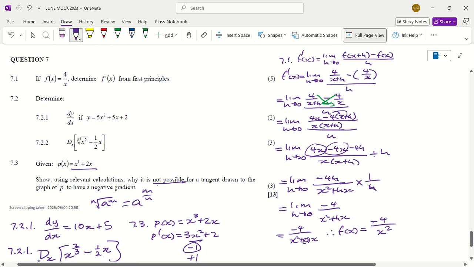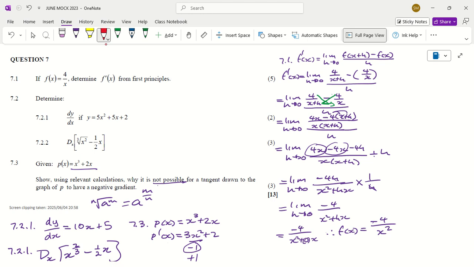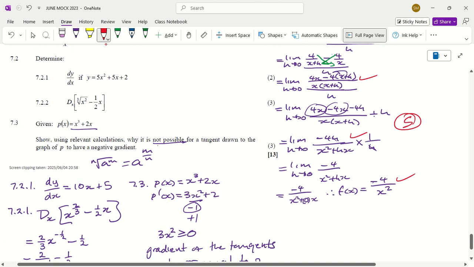So we can do the mark allocation here. For the first question, first principles is actually 5 marks. You get a mark for the formula. There's a formula. You get a mark for substituting into the formula. You get a mark for simplifying the numerator by creating an LCD, and then simplifying after the LCD, and then you get a mark for your final answer. That is 5 marks.